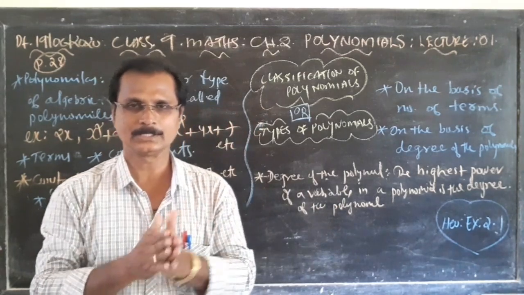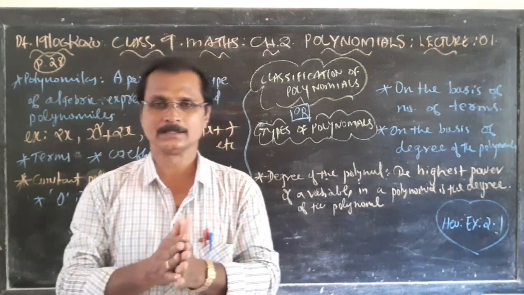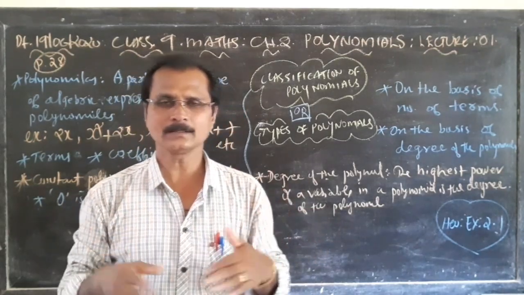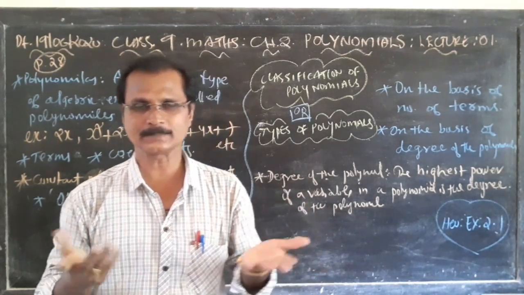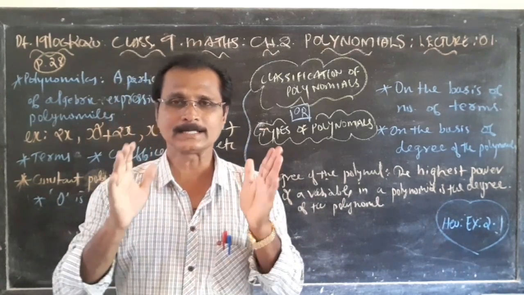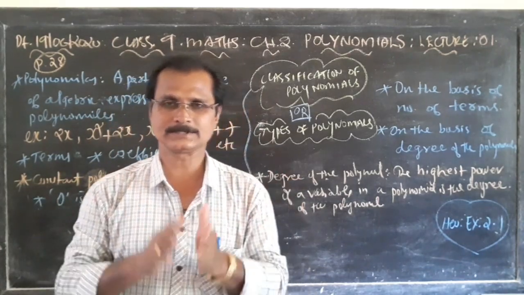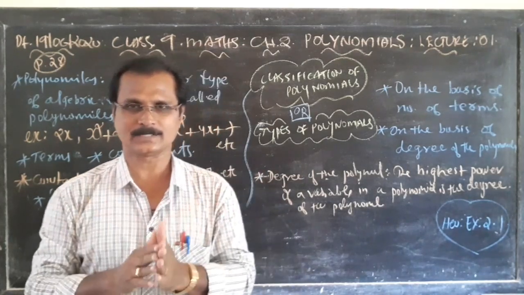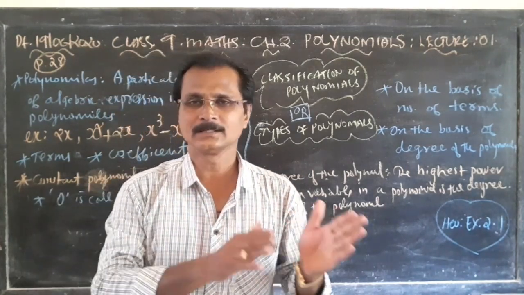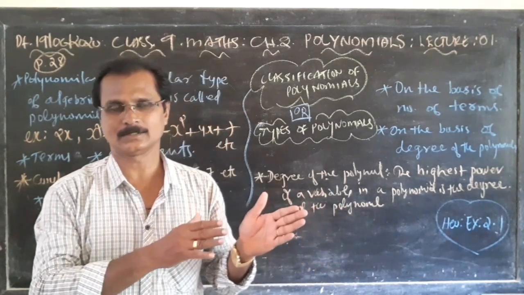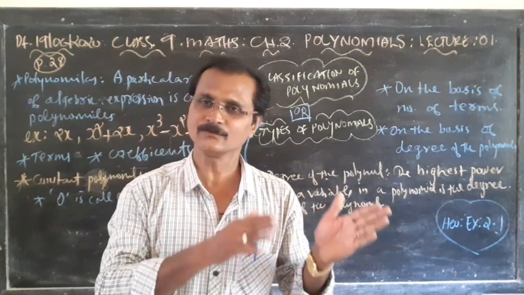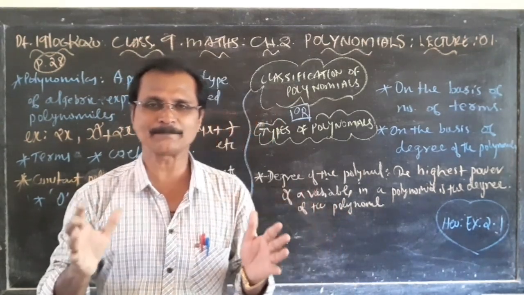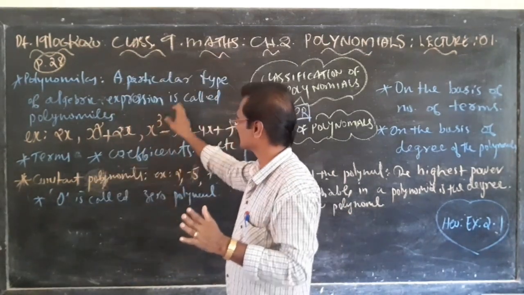Unknown terms are represented by a variable. The variable may be x or y or z, whatever it may be. That is our tradition. The unknown terms are represented by alphabets, so we just call it a variable. So a polynomial is a particular type of algebraic expression.